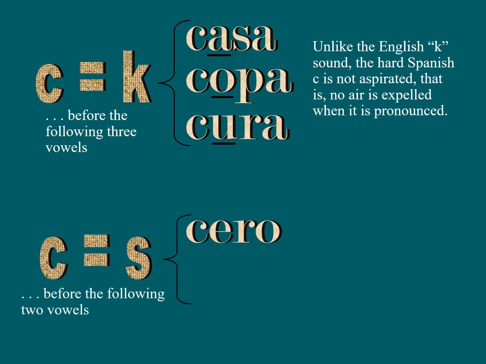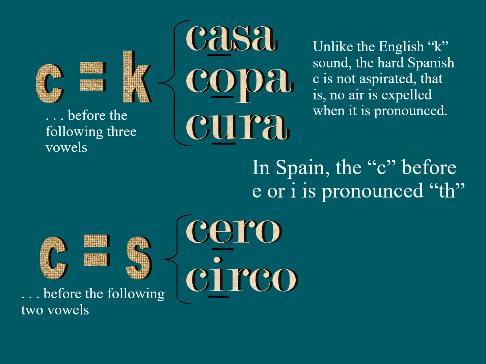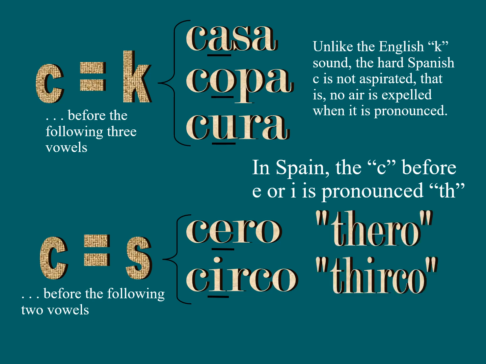So before the following two vowels, E and I, in Spain, the C before E or I is pronounced with a TH. Cero, circo.